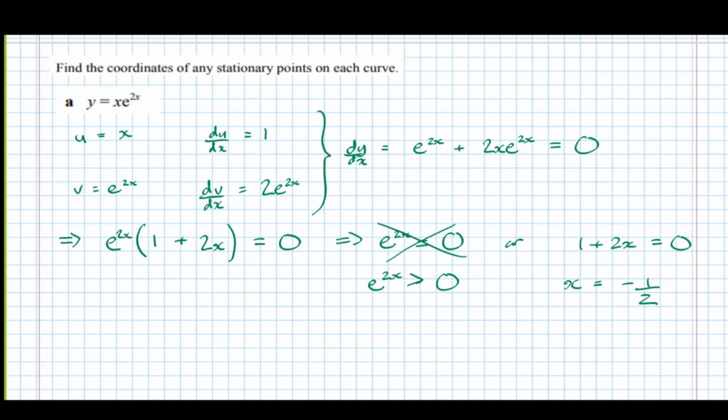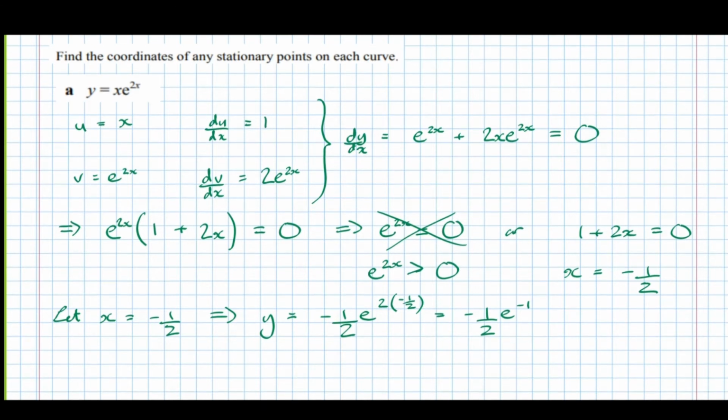So I'm not done yet because it asks for the coordinates. I've only found the x coordinate. I need to find the y coordinate now, so I need to sub it back into the original equation. So let x equal minus 1/2, which means that y equals minus 1/2 e to the 2 lots of minus 1/2 x. Sorry, I've subbed in the minus 1/2 instead of x, equals minus 1/2 e to the power of minus 1. And there's our y coordinate.